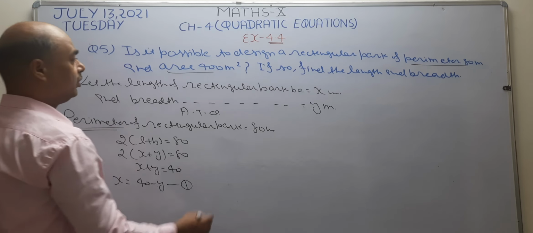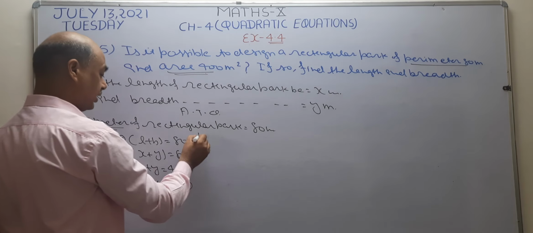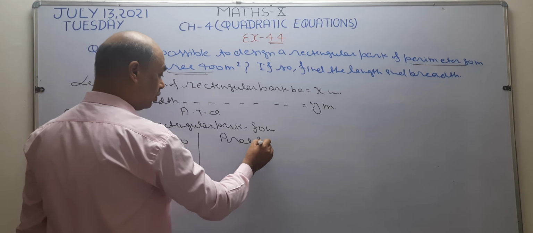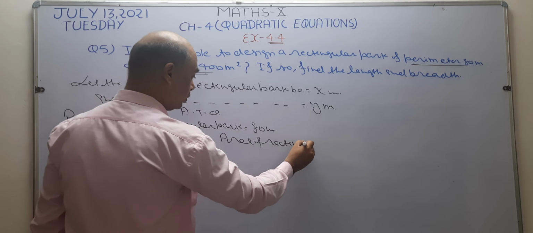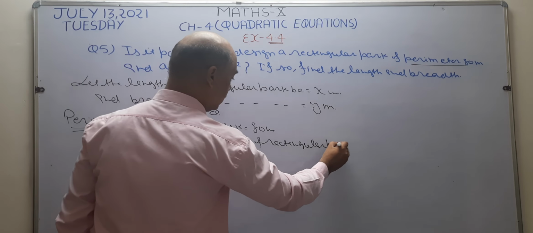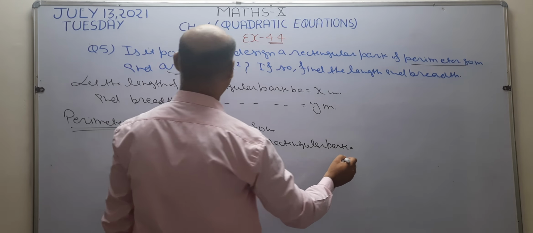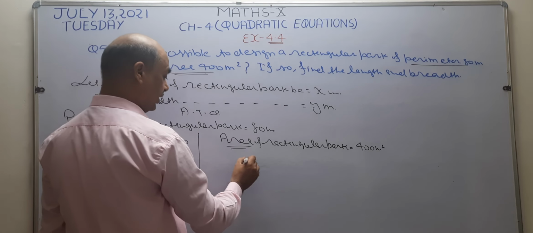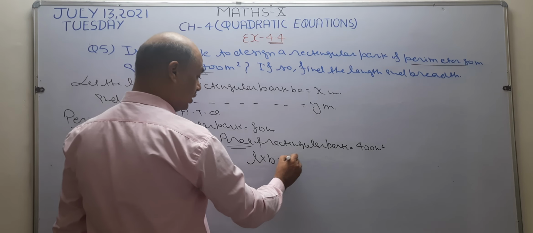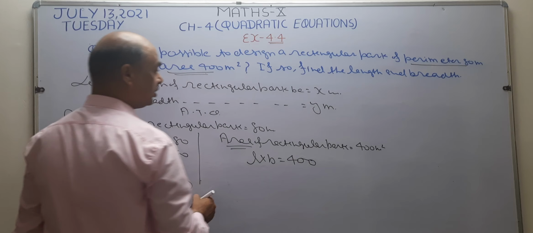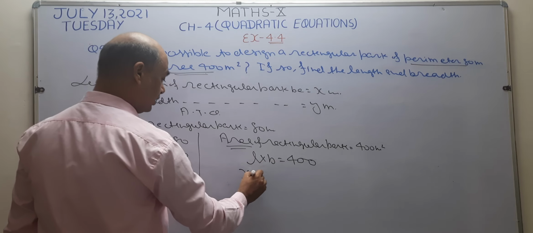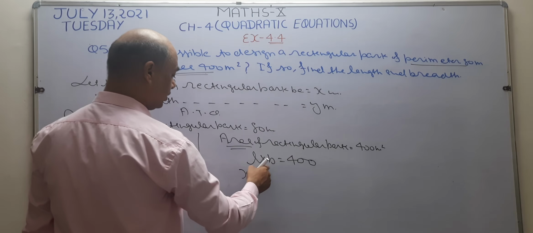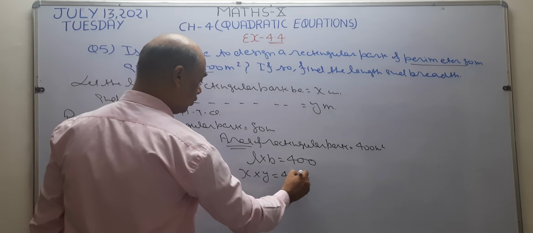Okay. Now, next part, area of the rectangle is given. So right here, area of rectangular park is given, which is 400 meter square, and you know the formula for finding the area, L into B is equal to 400. So what is the value of L? Value of L is x and the value of B is y. L is x, breadth is y, equal to 400.